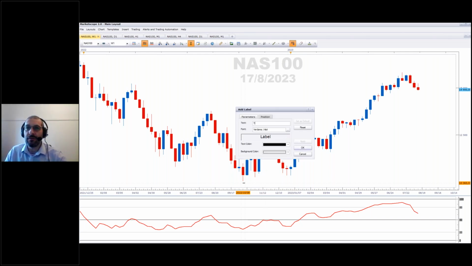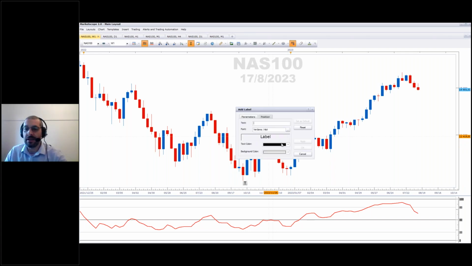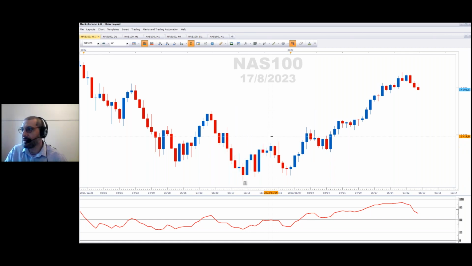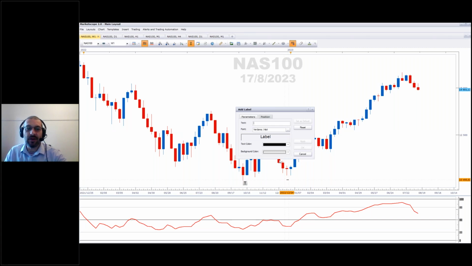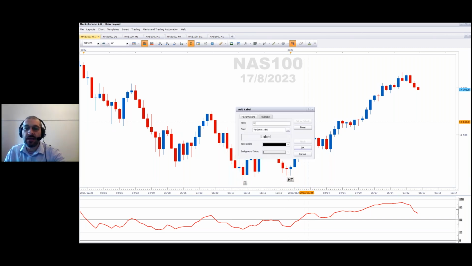So we can put in the trough over here. All right, we can put in the peak over here. That's our references. Once we've got the references, then we can see we've got a series of higher troughs followed by higher peaks, which is the definition of an uptrend. Okay, again, higher trough, higher peak.